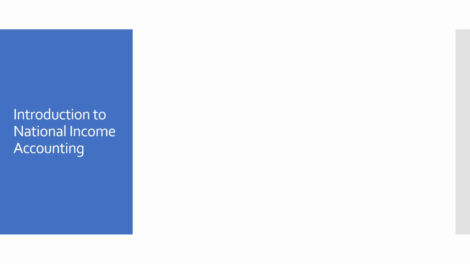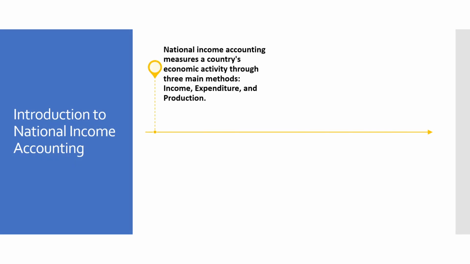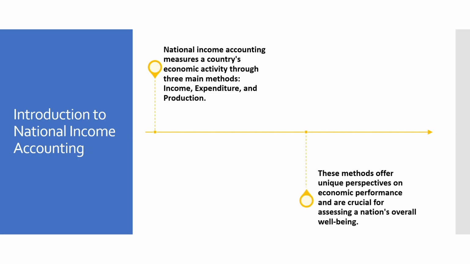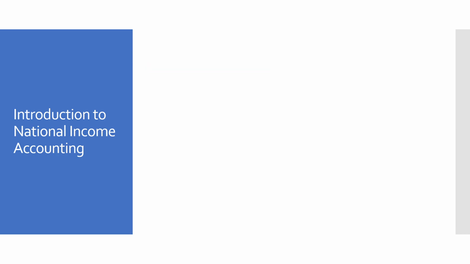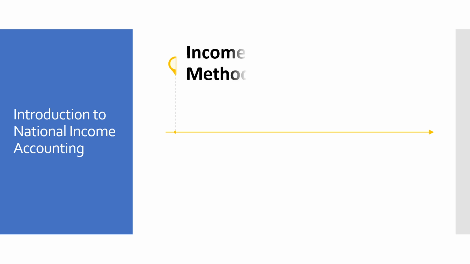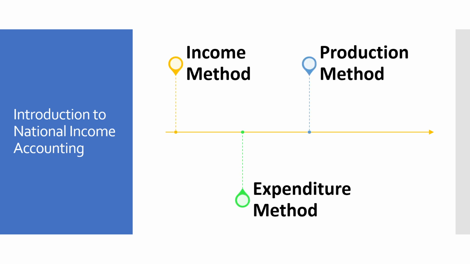National income accounting is a systematic and comprehensive approach to measure the overall economic activity of a country. It involves the calculation and analysis of a nation's total income, expenditures, and production. In the context of the Indian economy, national income accounting is crucial for understanding and evaluating the country's economic performance. The three primary methods used for national income accounting are the income method, expenditure method, and the production method.